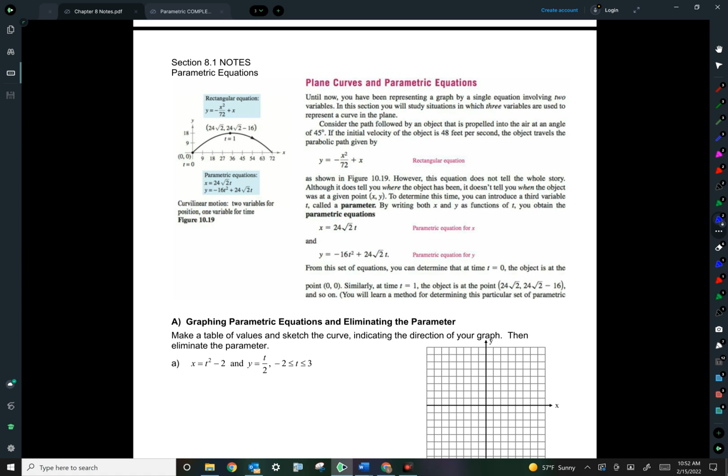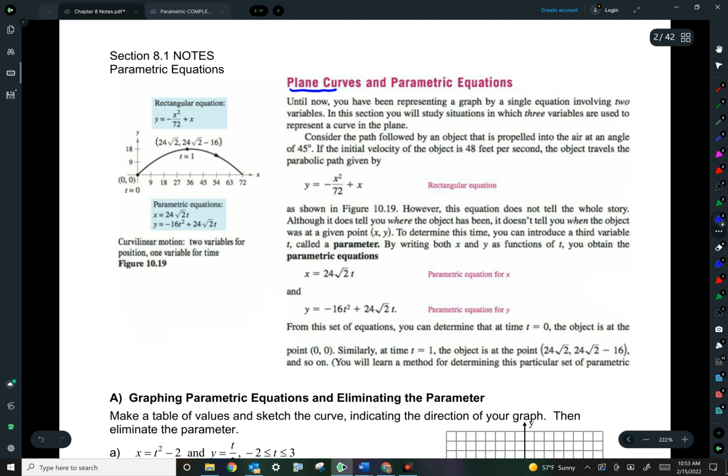And that is just kind of drawing parametric equations where you have two different equations. So let me just kind of give you an idea. What we've been doing in the past has been what we call plane curves, in terms of x and y. And I don't normally read to you from a textbook, but this is such a really good explanation, I think it's worth looking at. So notice it says, until now, you've been representing a graph by a single equation involving two variables. In this section, you'll study situations in which three variables are used to represent a curve.